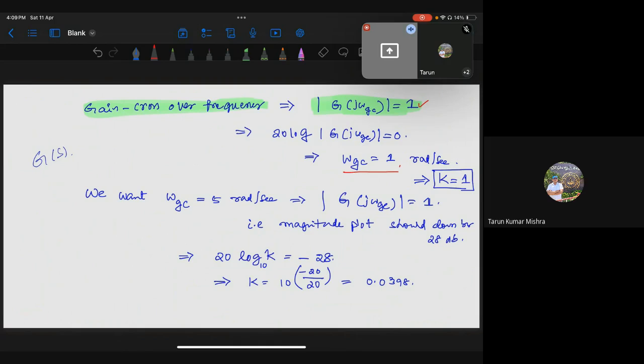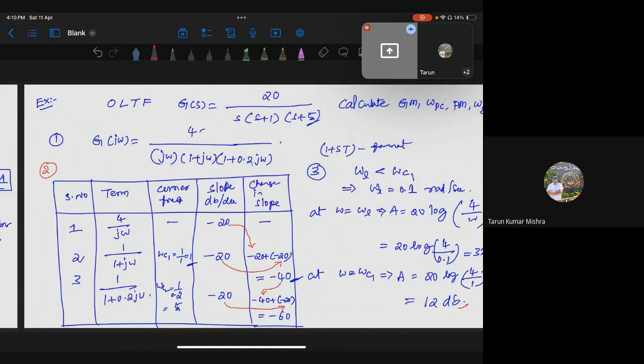This is a design problem, but this is how we calculate. Sir, such design problems will be there in quiz 2? No, there are no design problems. That's a long one. You should understand the basic definitions of gain crossover frequency, phase margin, phase crossover frequency, and gain margin. Design problems are not there.